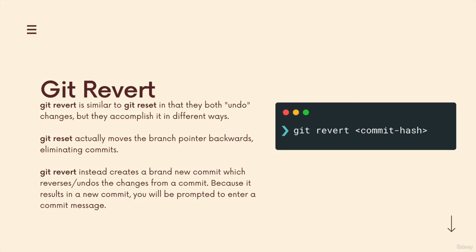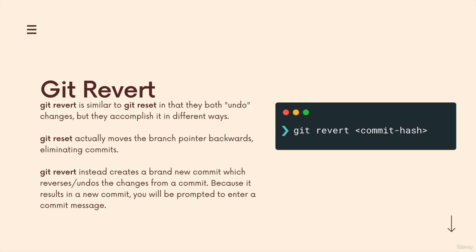So both revert and reset will undo changes from a commit, but the way that they accomplish it is different. As we saw with reset, reset removes commits entirely and it moves the branch pointer backwards as if those commits never occurred. They never existed in the first place. Revert does something different. It actually makes a brand new commit, and in that new commit, it undoes the changes from an earlier commit.